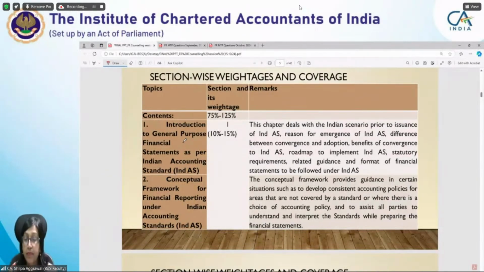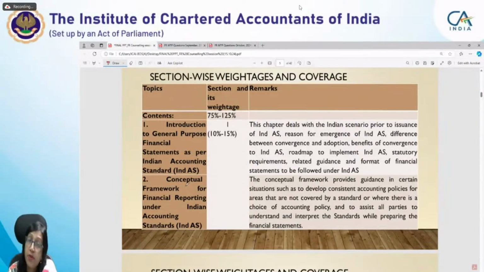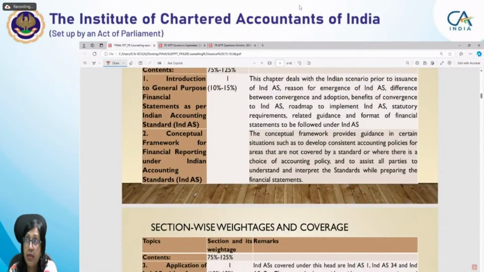In your second part, the conceptual framework for financial reporting under Indian accounting standards. Basically, this is on what information should be there in your financial statements, what the elements of financial statements are, and what the criteria for recognition, de-recognition and classification are. All this broad framework has been discussed here, and that may be tested in your examination.